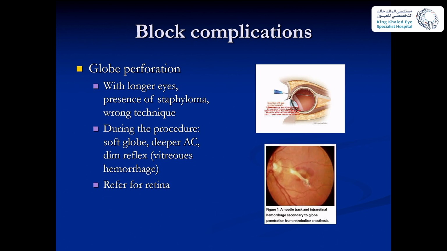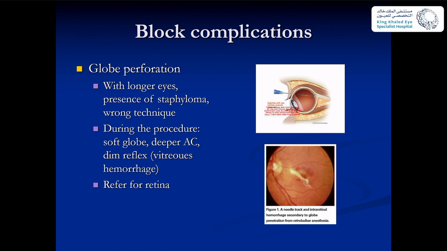What other block complications can happen? We have globe perforation. The needle can go inside the globe, and this usually happens with a longer eye, and if there is a presence of staphyloma. You can verify this by looking at the B scan, making sure that there is no staphyloma and whether the eye is long. When the eye is long, we tend to be more careful. We can pass the needle parallel to the eye, or directing away from the eye toward the orbital floor, or if superiorly, toward the orbital roof, or else it is the wrong technique.